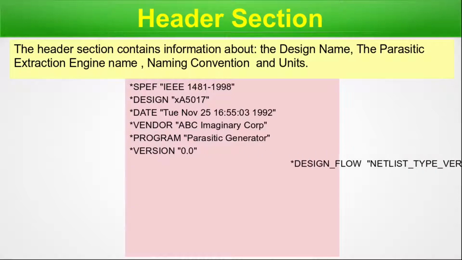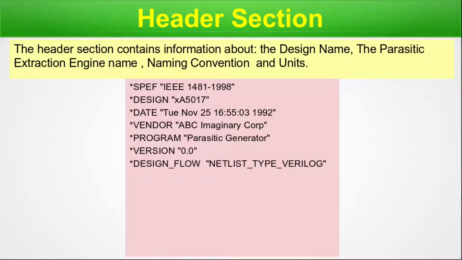Version 0.0. Design flow netlist type Verilog. This has a specific set of values. You can consult the respective extraction engine's manual for this particular field. Next comes the divider. Divider means it's a hierarchy separator. If the design is a hierarchical design, the text will be separated for each hierarchy with this particular delimiter. Next comes the delimiter. That is the usual text delimiter. Bus delimiter is the rectangular brackets.